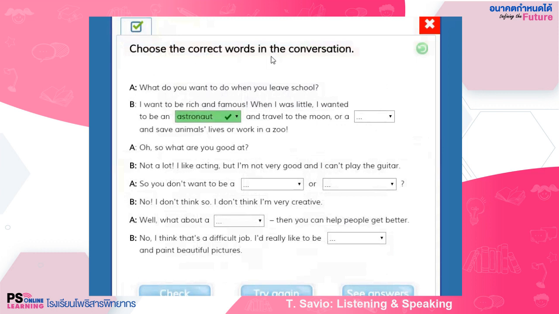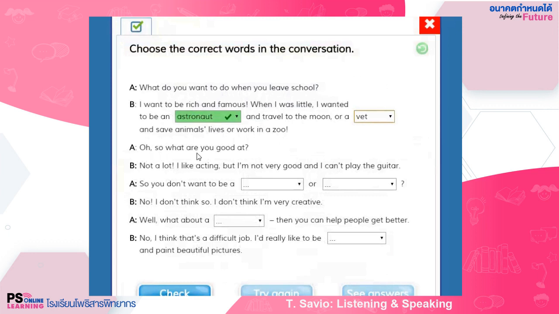Choose the correct words in the conversation. What do you want to do when you leave school? I want to be rich and famous. When I was little, I wanted to be an astronaut and travel to the moon, or a vet and save animals' lives, or work in a zoo.